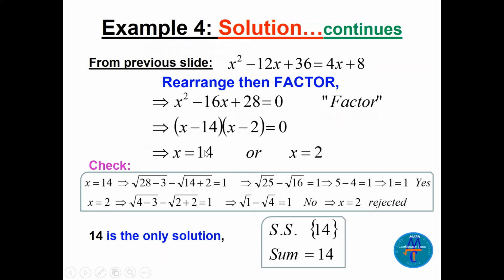If you add 14 and 2 and answer that the sum is 16, that is wrong, unfortunately, because you have to check. Check means take 14 in the original equation, you will get 1 equals 1. Take 2 in the original equation, you get minus 1 is equal to 1, which is wrong. So x equals 2 is rejected. So the only solution is 14. The solution set is 14. The sum is 14, only 14, for this nice question.